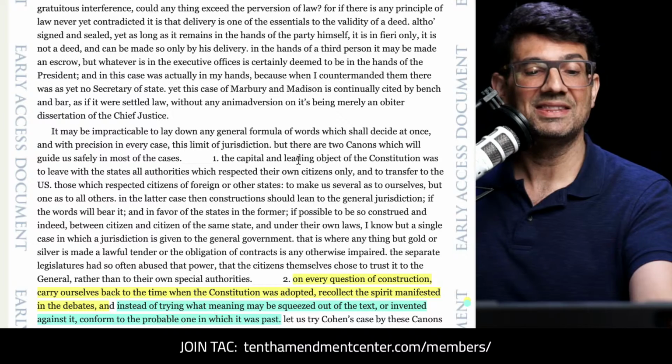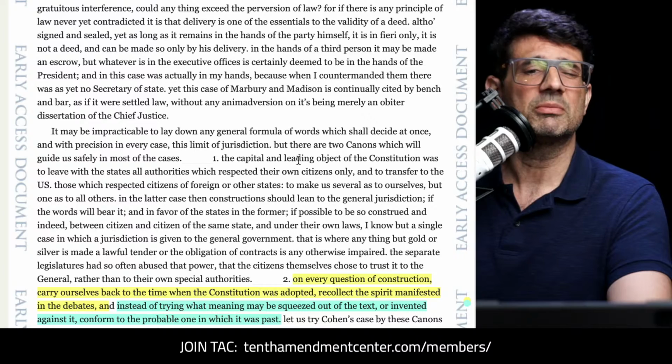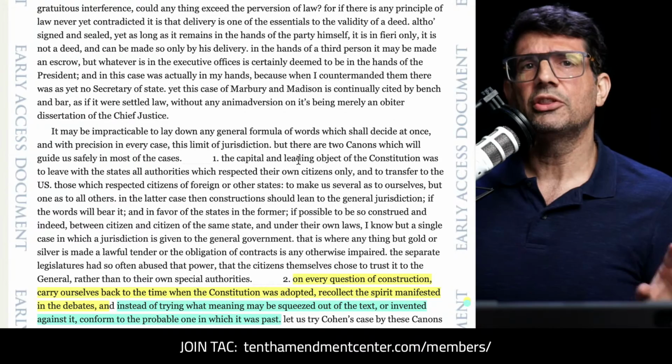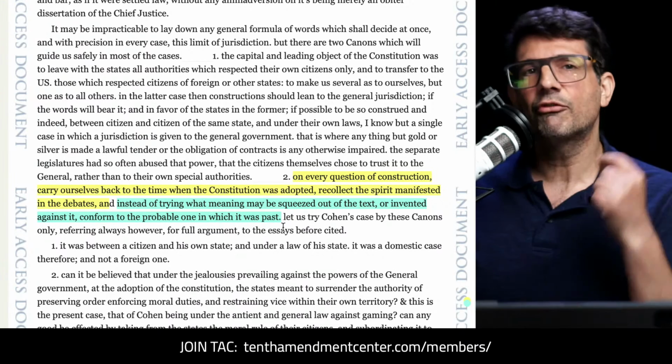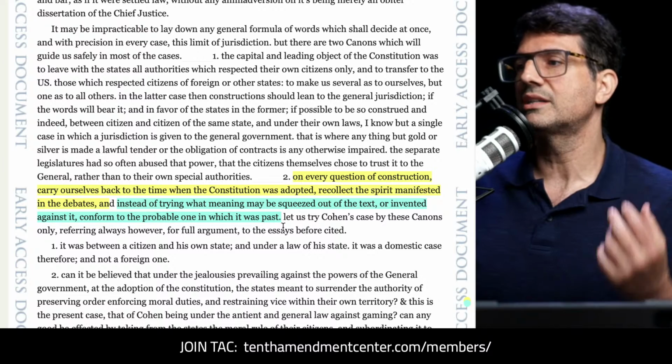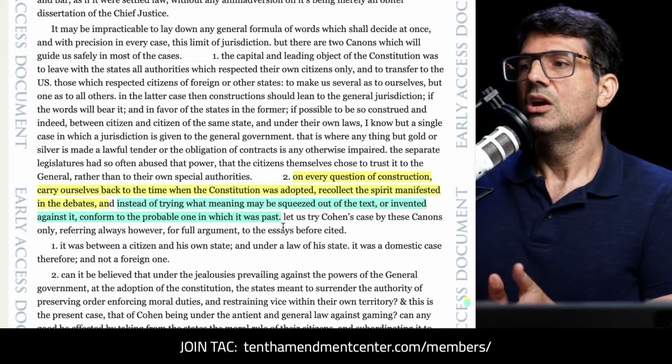Thomas Jefferson had the exact same view. What a surprise. A year earlier, to William Johnson in a letter in 1823, and William Johnson was nominated by Thomas Jefferson to be on the Supreme Court back in like 1804, 1805, somewhere like that. He was just in his early 30s, and he was still on the Supreme Court when Jefferson was writing him here. And he said, on every question of construction, how to construe the document, Jefferson said, carry ourselves back to the time when the Constitution was adopted. Recollect the spirit manifested in the debates. And instead of trying what meaning may be squeezed out of the text or invented against it, conform to the probable one in which it was passed.